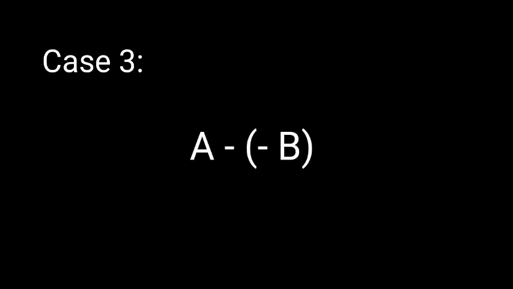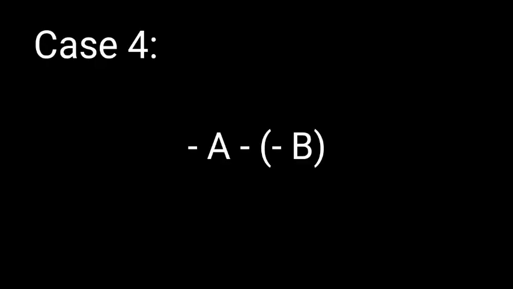Case 3. Second integer is negative. Let's have this problem. 5 minus negative 3. To solve this, we just copy the two numbers and make the two negative signs into addition. So 5 plus 3 is equal to 8. Another problem. 6 minus negative 2. We make this into 6 plus 2. And the answer is 8.